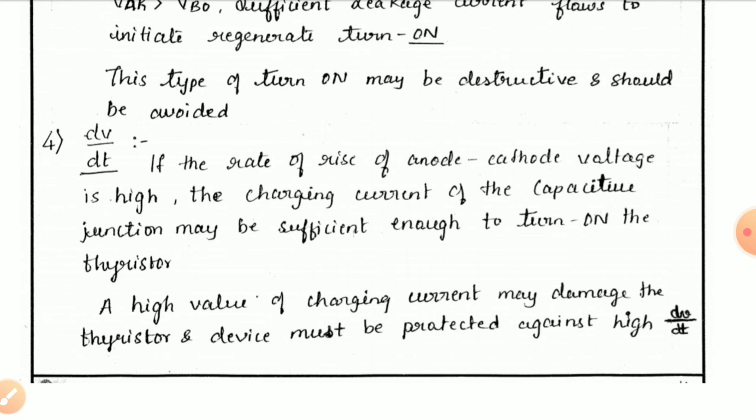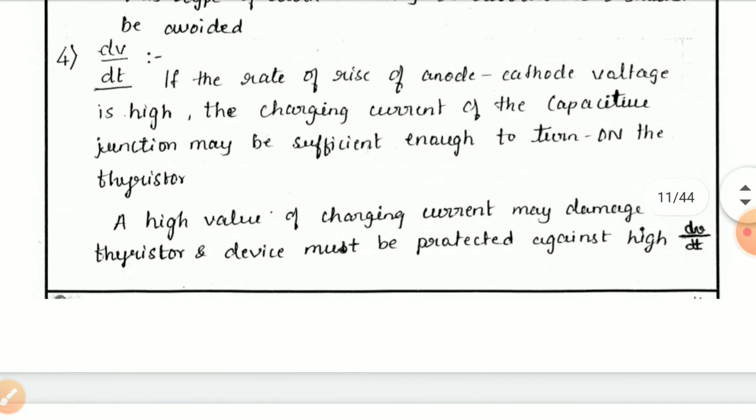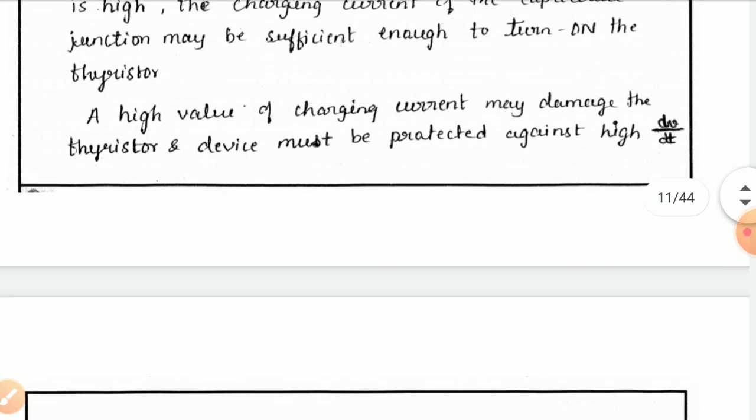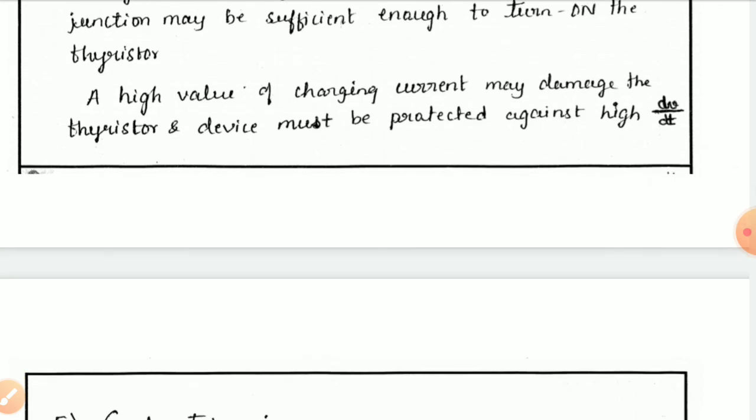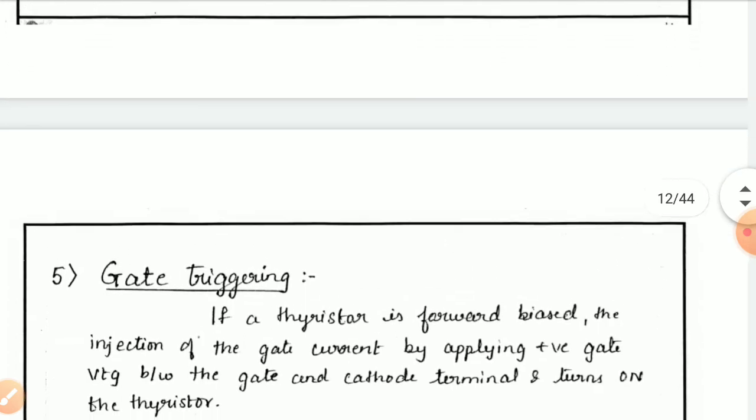The charging current of the capacitive junction may be sufficient to turn on your SCR. High values of this charging current may damage the device, so there are chances of damage to the equipment, and it must be protected against dV by dt. Next is gate triggering.